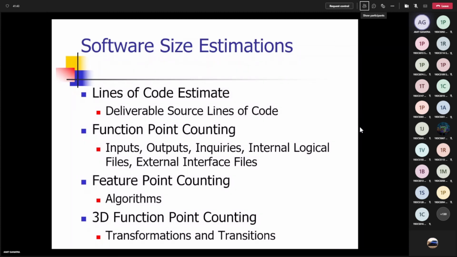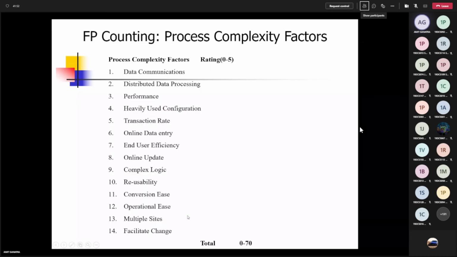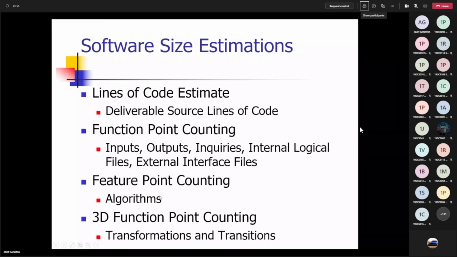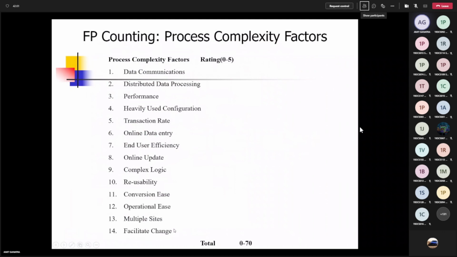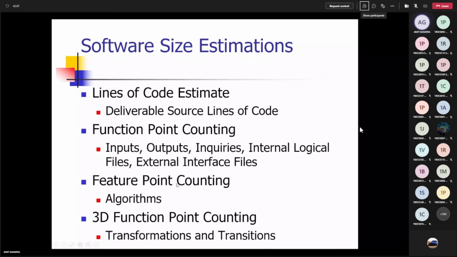Another metric is the feature point metric. The difference between function point and feature point is that in function point we have considered 14 parameters, but we haven't considered algorithmic complexity. Please remember, if you add a 15th parameter here, algorithmic complexity, with a value in the range of 0 to 75, then it is going to become the feature point metric. Otherwise, there is no difference between the function point and feature point metrics. In the function point metric, we are not considering algorithmic complexity. If you just add algorithmic complexity as the 15th parameter in this parameter list, it is going to become the feature point metric.